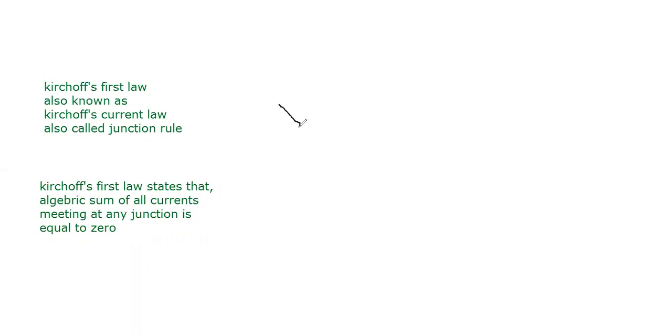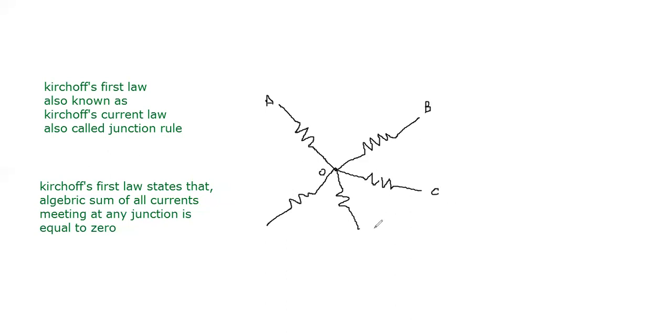For example, imagine this given diagram. Here O is a junction. AO is a branch, BO is a branch, CO is a branch, DO is a branch, EO is a branch.